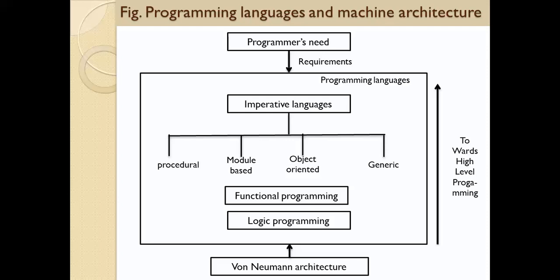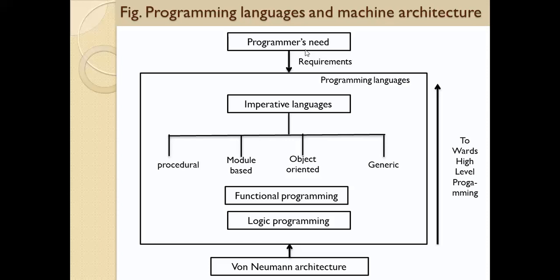Now see how the programming languages are executed on that architecture. By using this diagram we can clearly describe the working, or the execution, of your programming language on the Neumann architecture. At the bottom we have the Neumann architecture, and this arrow indicates towards the high level programming languages, right? On the Neumann architecture, first we consider the programmer's needs.